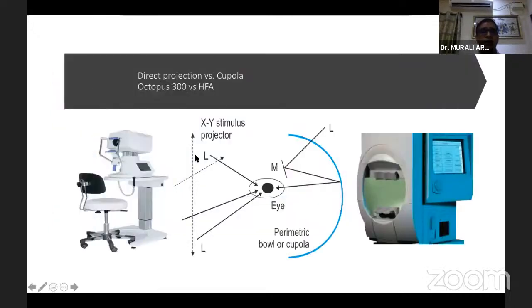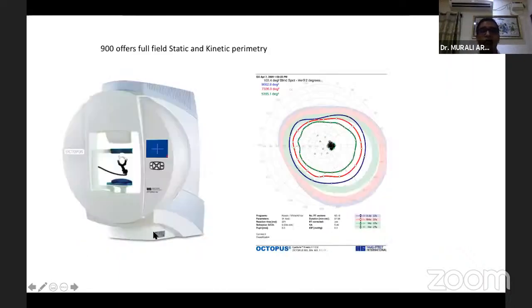The difference between the direct projection 300, which looks like an autoref, is different from the bowl type of the Humphrey perimeters, in which the direct projection looks like as if the stimulus is coming from infinity. So therefore, it's easier for the patient. It can be done in ambient light, does not require any dim lighting and so on. It's quite comfortable for the patient as well.